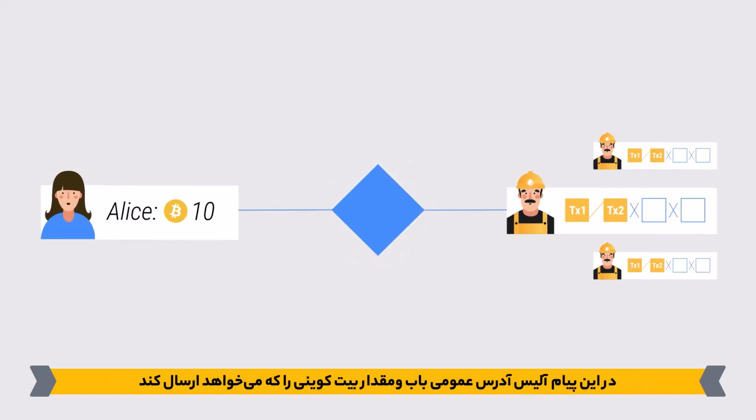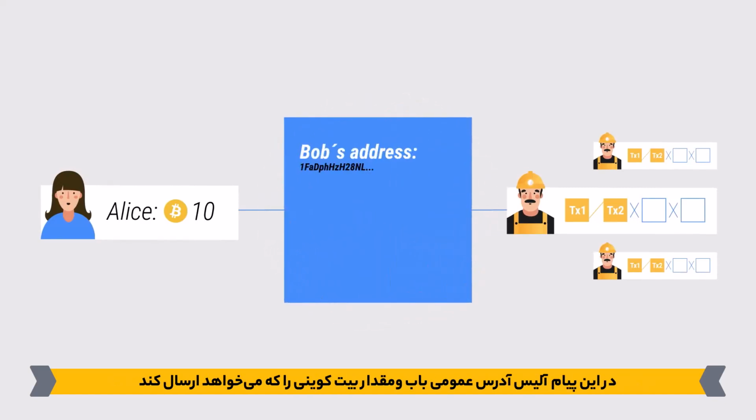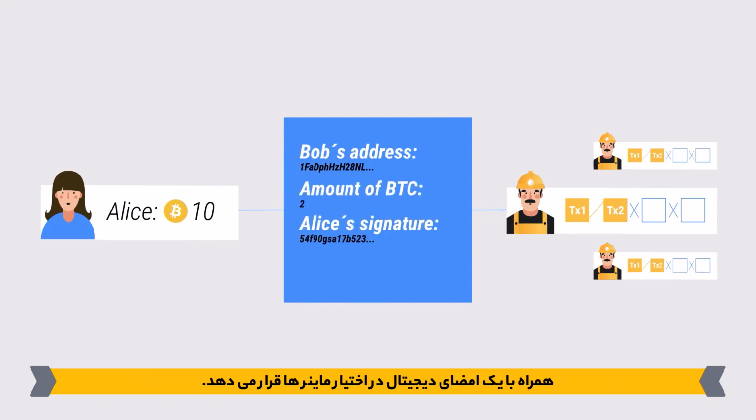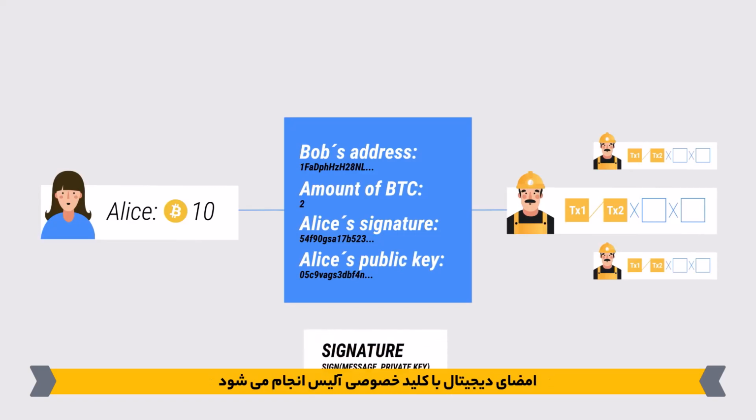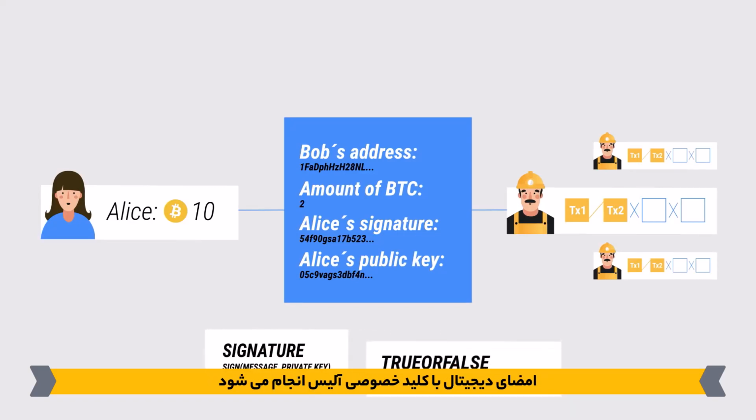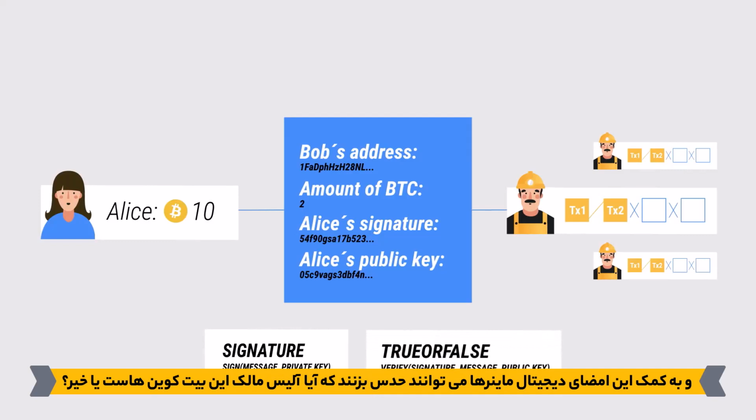In that broadcast, Alice gives the miners Bob's public address, the amount of Bitcoin she would like to send, along with a digital signature and her public key. The signature is made with Alice's private key, and the miners can then validate that Alice in fact is the owner of these Bitcoin and that she wants to make the transaction.